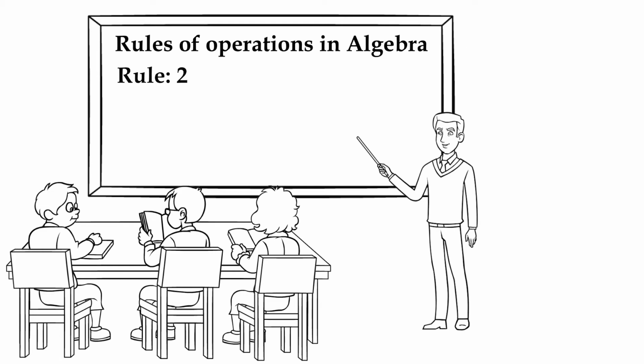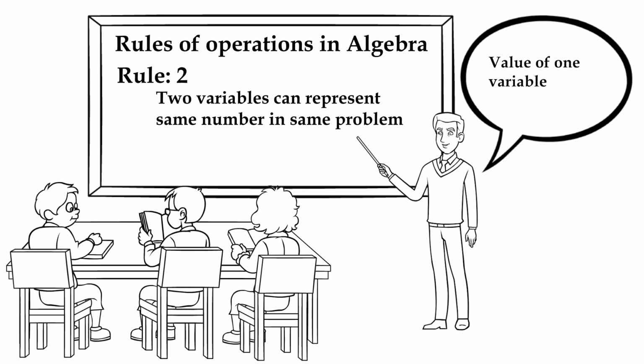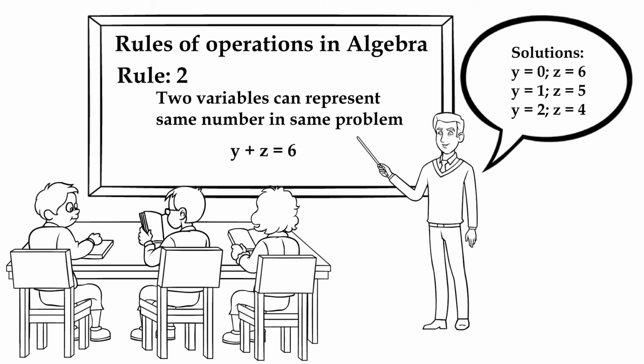Rule number 2. Two different variables used in the problem can have the same value at the same time. It is because the value of one variable changes, along with the change in the value of other variables, to make the equation true. For example, in the equation y plus z equals 6, the value of y ranges from 0 to 6, when the corresponding value of z ranges from 6 to 0. When y has a value of 3, the value of z also happens to be 3, to make the equation true.